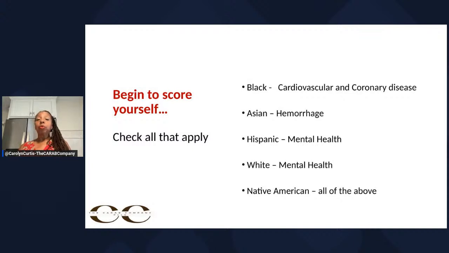Race is important. We already have identified, if you're Black, you're more at risk for cardiovascular and coronary disease. If you're Asian, you're more at risk for hemorrhage. If you are white and Hispanic, you're more at risk for mental health problems. And Native American women are suffering from all of these things.